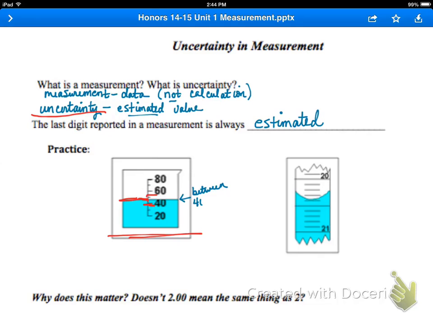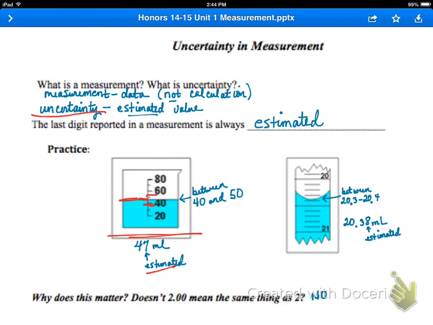I can see it's between 40 and 50, and I have to report one more value. So I might report that this is 47. Someone else might report it's 46, someone might report it's 48. That's why we call it estimated. There's a little bit of uncertainty there, but I still report it. I don't report it as 40, don't report it as 50. I report it as 47. I estimate the last digit. If I look at the graduated cylinder, it's between 20.3 and 20.4, and therefore I have to estimate one more place.